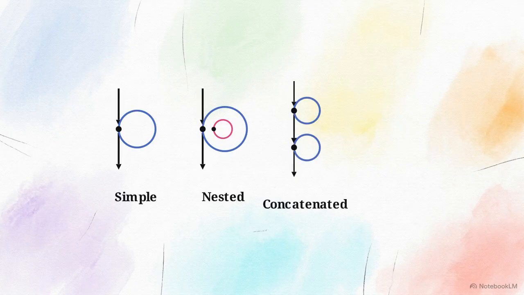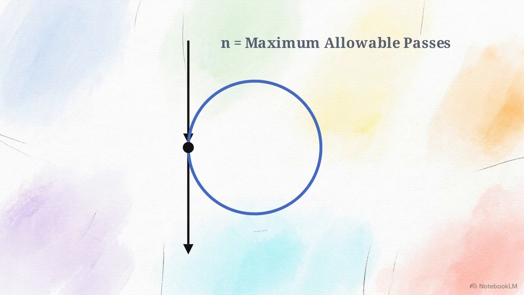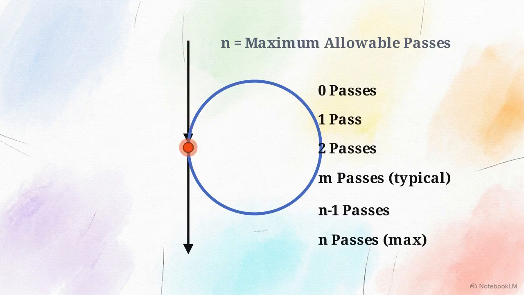Finally, algorithms rely heavily on loops. There are 4 unique classes of loops to test: simple, nested, concatenated, and unstructured. A loop designed for a maximum of n passes requires strict boundary testing. You must explicitly force 0 passes, 1 pass, 2 passes, a typical m number of passes, n-1 passes, and exactly n passes.